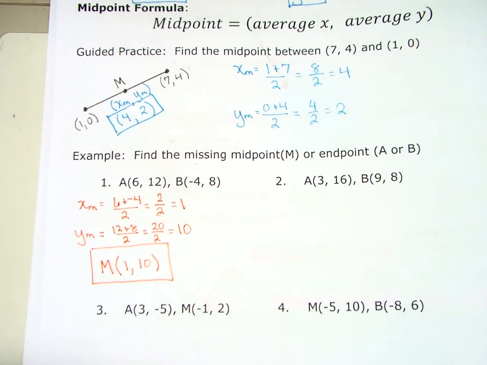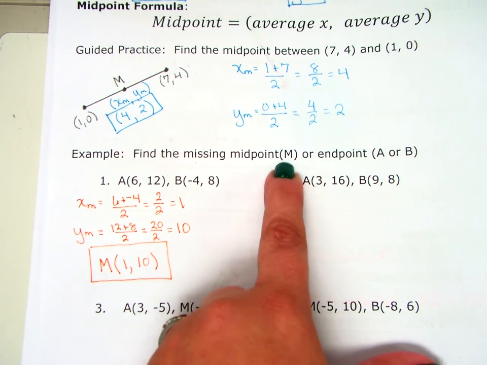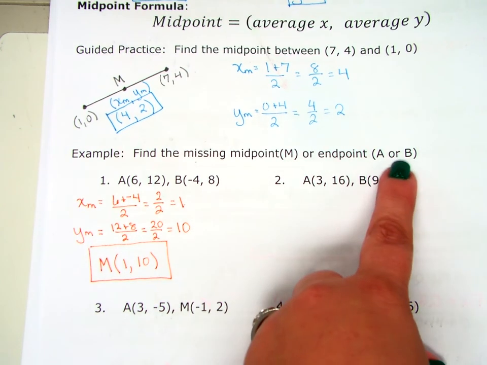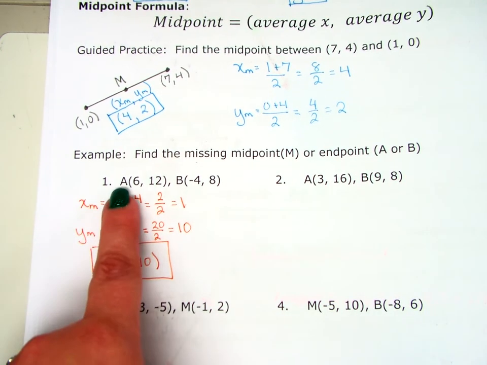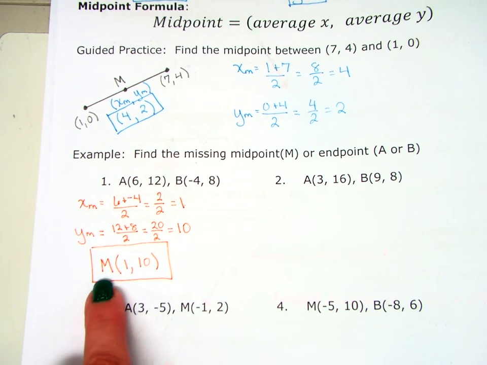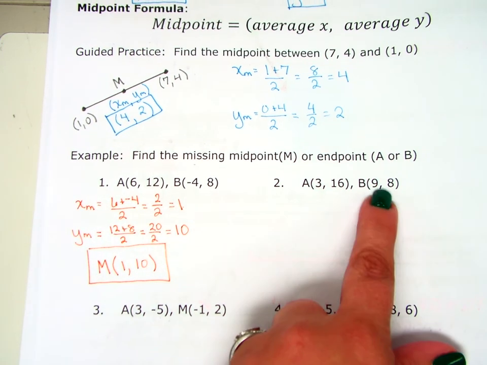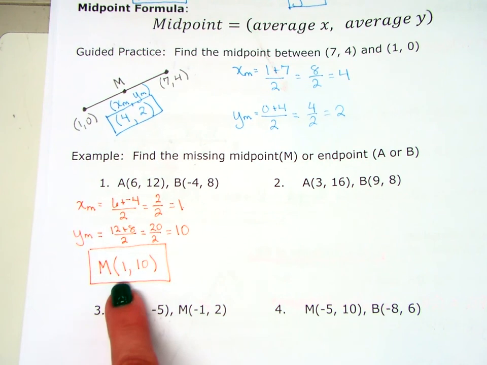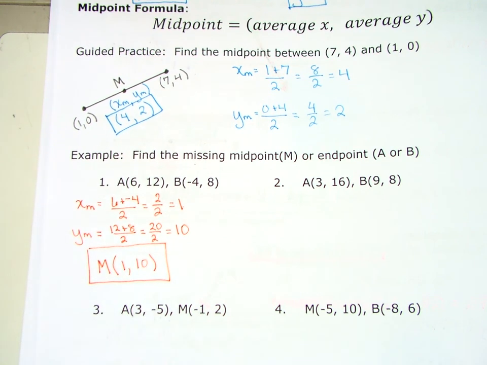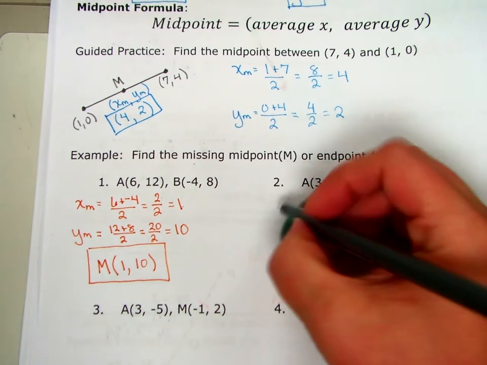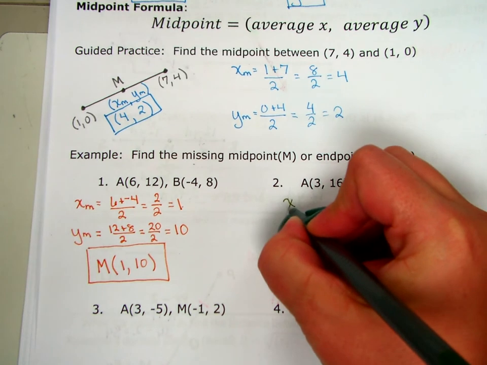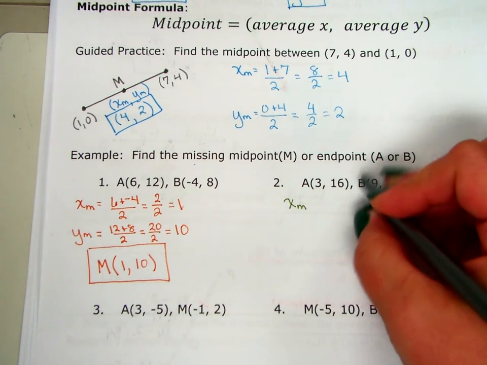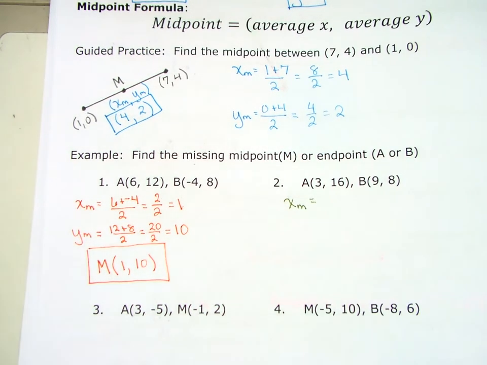Right? It says find the missing midpoint M or endpoint A or B. So I already have an A here, I already have a B here, so I knew I was looking for the midpoint. Here again, I already have my A, I already have the B, so I know I'm looking for my midpoint. Okay? So we're going to follow the same exact process for number 2. My x for the midpoint. What two numbers am I going to average?